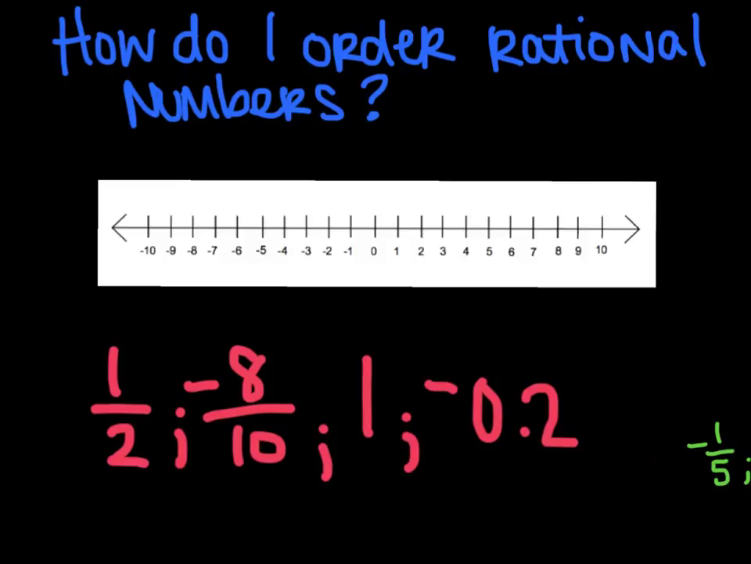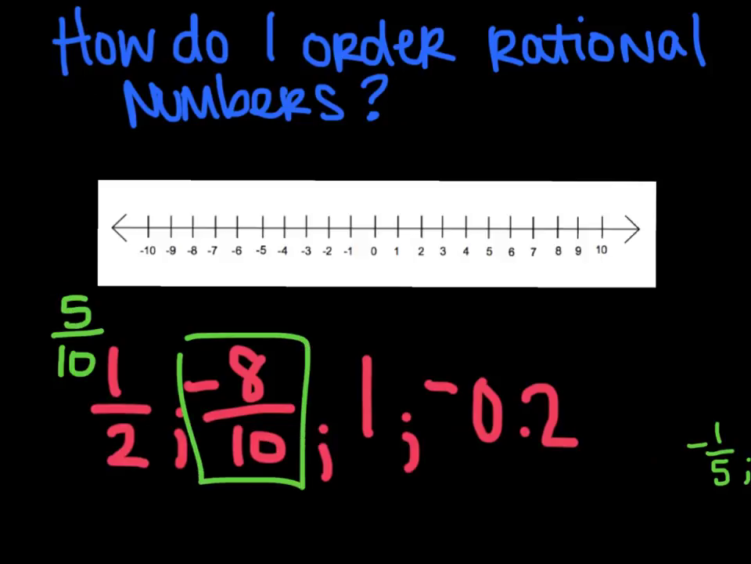So this 1/2, we want common denominators, so I'm going to change this to 5/10. -8/10 can stay. 1 can stay, because that's easy. And then -2/10 is how I say it. Now I can plot all these. 5/10 is going to be right there. -8/10 is pretty close to -1. And then 1 is here. And then -2/10 is pretty close to the 0.